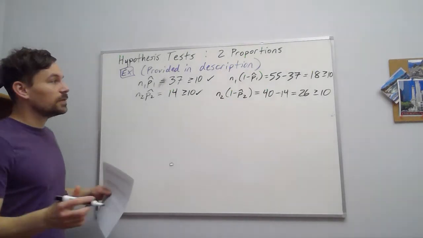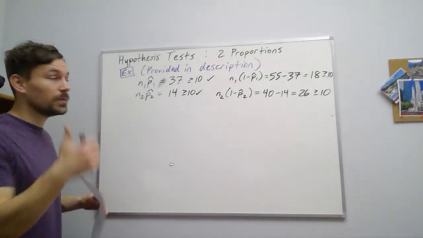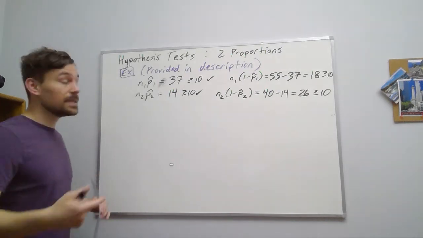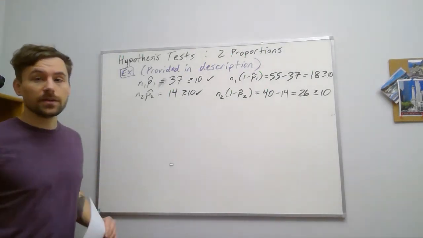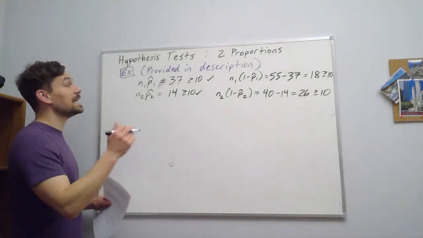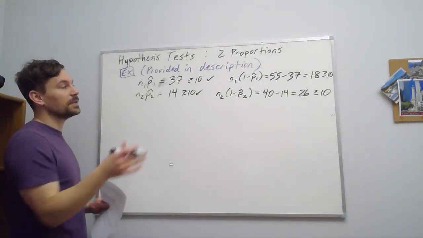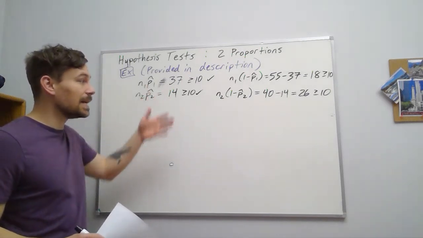So first of all, that's before we proceed. We say, well, did we take random samples? Yes. And did we take a large enough random sample so that we get 10 successes, 10 failures from each? And yes, so our samples are definitely large enough to proceed. So that's a good sign.